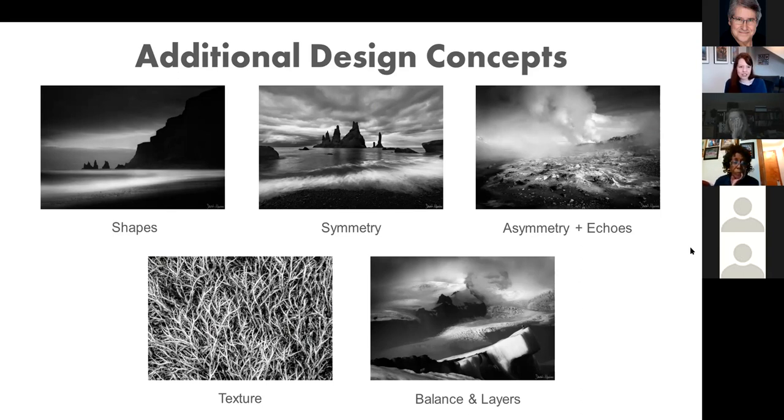The texture would be an additional design concept that I find particularly helpful. And then things like balance. So this glacier in the middle kind of bisects this lower area and the upper area, creating some balance. And then the light creates layers. So those are all design concepts that if you're able to identify them in nature, then you can use those as tools to create a composition.